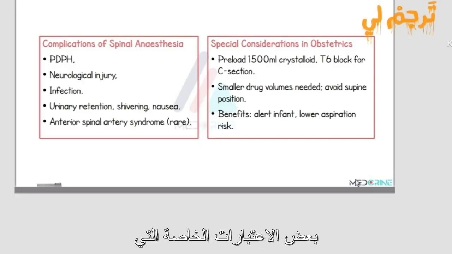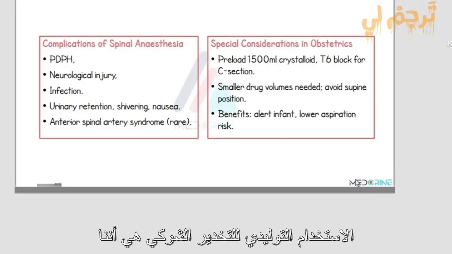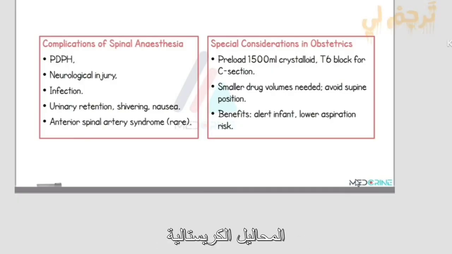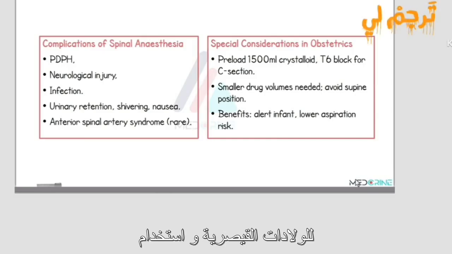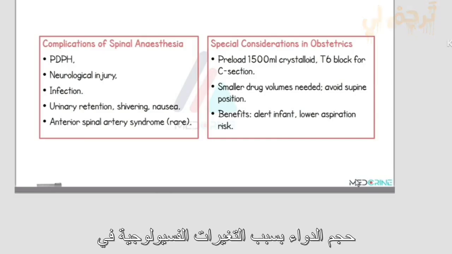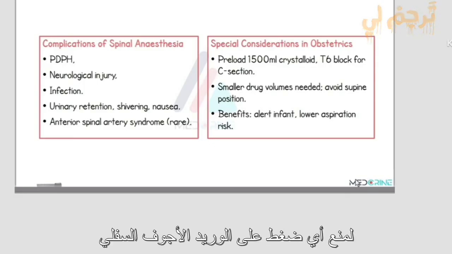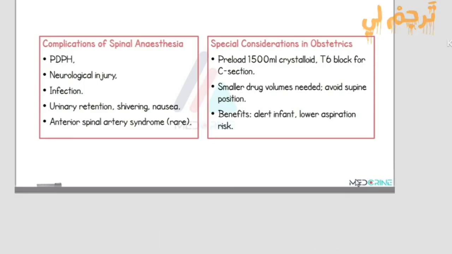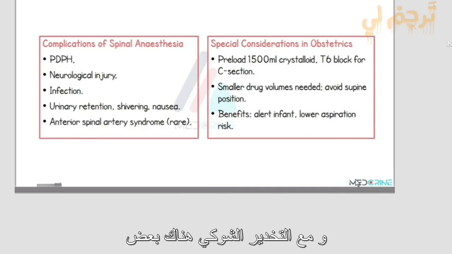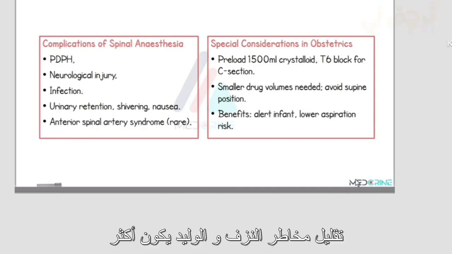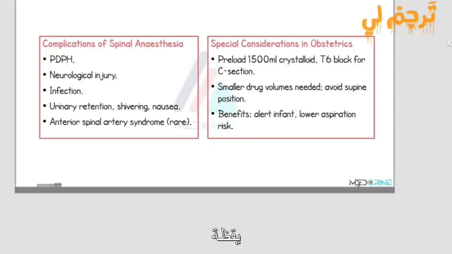Some of the special considerations that we need to put in place in obstetric use of spinal anesthesia are: we need to preload with 1.5 liters of crystalloid. A T6 block is required for cesarean sections, and a reduced drug volume is used due to physiological changes in pregnancy. Avoid the supine positioning to prevent any vena cava compression, and with spinal anesthesia, there are some benefits that are associated with it, including a reduced aspiration risk and a more alert neonate.